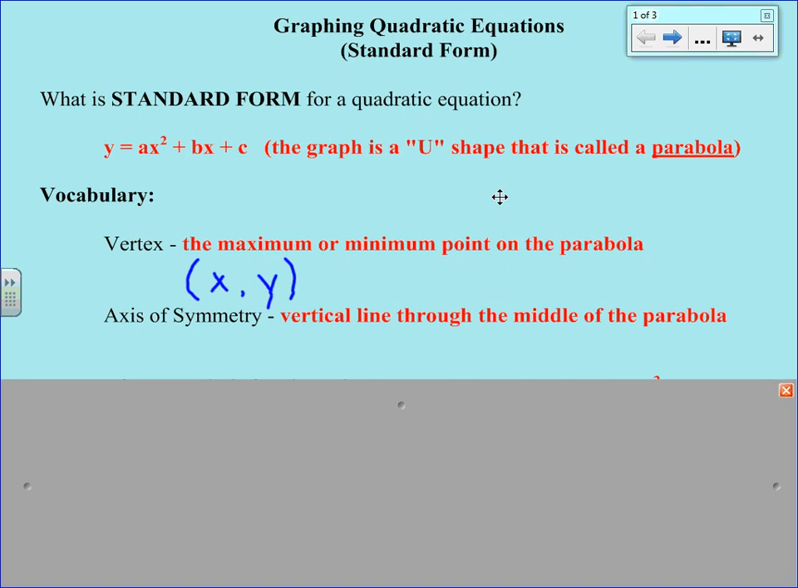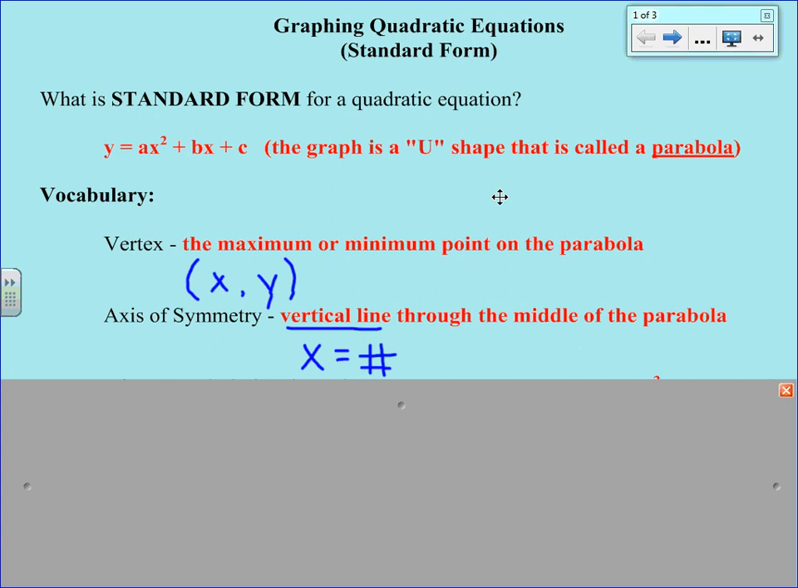Once you've figured out where the vertex is, there's an important line that goes right through the vertex, and that's called the axis of symmetry. So here, when I say it's the vertical line through the middle of the parabola, it really just means it's a vertical line through the vertex. Since the axis of symmetry is a vertical line, there is an equation for it. And if you recall back to our linear equations unit, the equation for a vertical line is just x equals a number. Now that number is actually going to come from the x coordinate of the vertex.